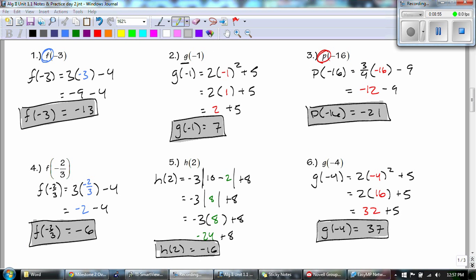Okay, and there's my work. So 2 parentheses negative 4 squared plus 5. Remember, negative 4 squared is negative 4 times negative 4, which gives you a positive 16. 2 times 16 gives us 32, and then 32 plus 5 is 37.